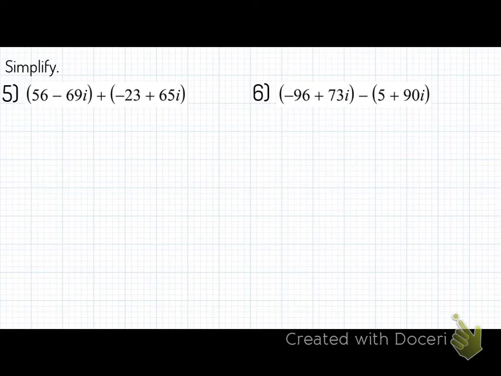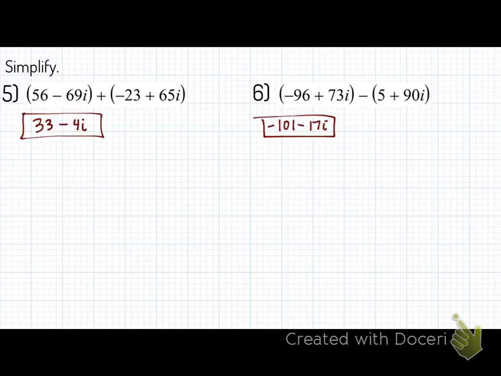Okay, so you should have paused the video and tried these out. Here we go. Here are the answers. First one is 3 minus 4i, next one is negative 11 minus 17i. Okay? So that concludes the lesson, but we're not done yet.